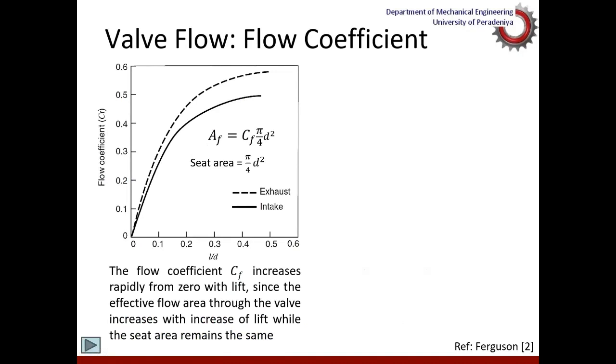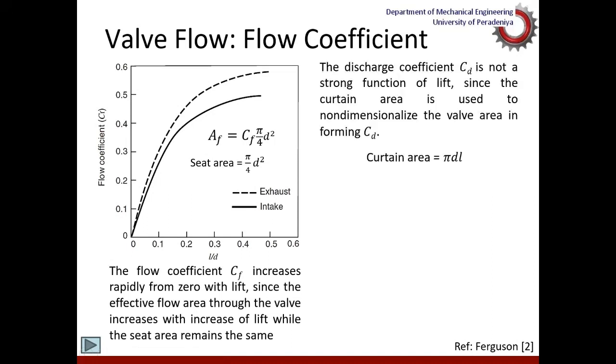Now, this diagram shows the variation of the valve flow coefficient, CF, against the L over D ratio. You can see CF continues to increase with the increase of L. D is constant, the diameter of the valve seat. That indicates that the valve seat area is a fixed value, so it doesn't depend on the amount of opening of the valve. Therefore, the amount of open area will be governed by the flow coefficient. So there is a significant variation of CF over L over D.